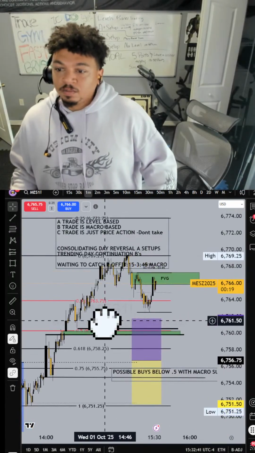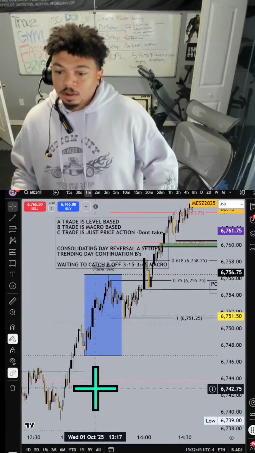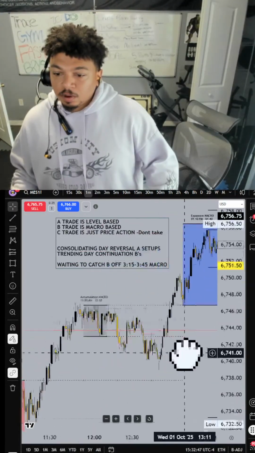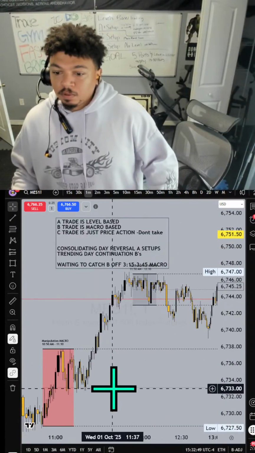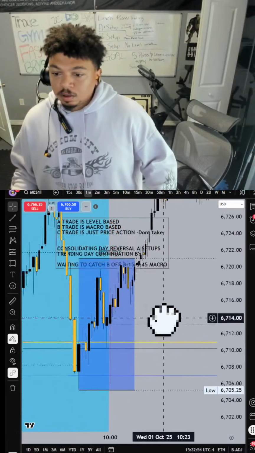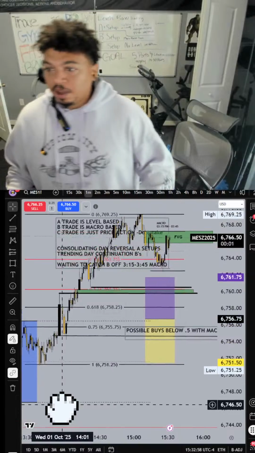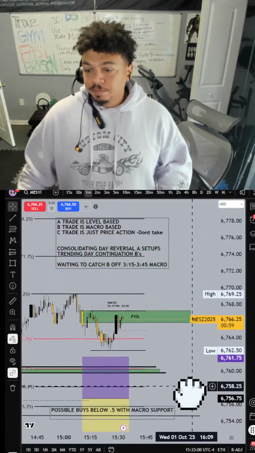How did you fail your system today? I didn't use it when it had a B support level. I didn't use it when it had a B support. B support. I didn't use it. So we had multiple B supports that I didn't use to catch these buys. Right?